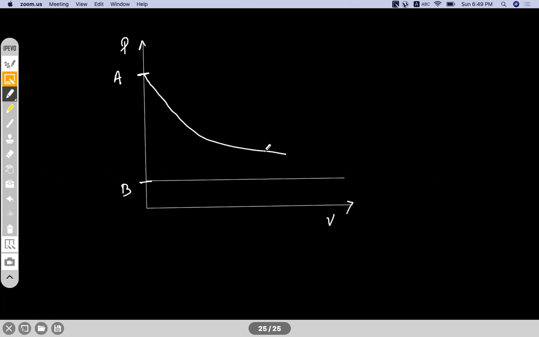Expansion goes like this. It won't touch the x-axis here. Just remove this point. So we'll go like this. Just to make you understand, I have taken this graph. So this is the decrease in pressure, and then the expansion takes place like this. So at constant pressure, which is this, against this pressure only, the expansion is taking place.